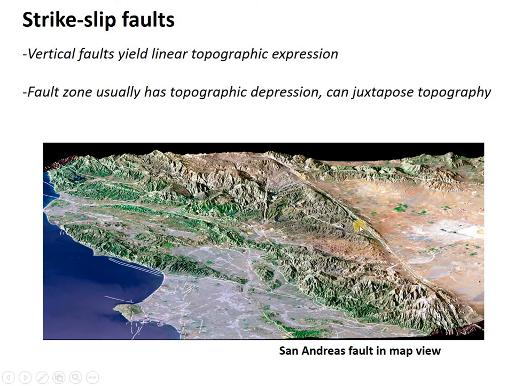They often have a topographic depression at a small scale, like this mountain valley, and they can also juxtapose topography. So they can slide larger mountain ranges, like this block, up against valleys, where you can see clearly that sudden change from mountain range to flat valley actually results from one block being slid laterally past the other.